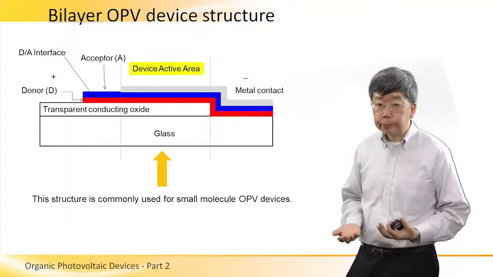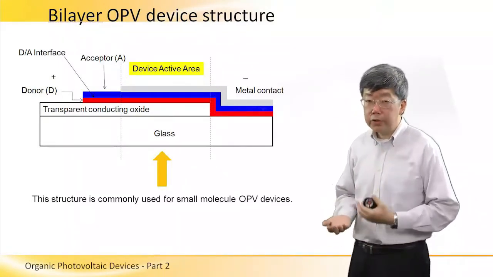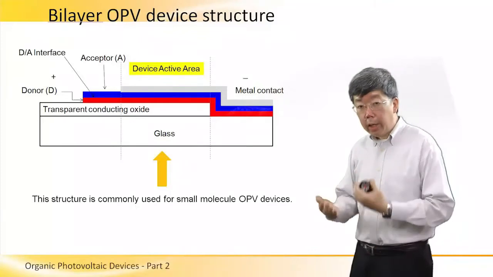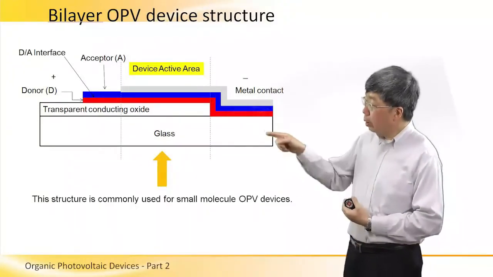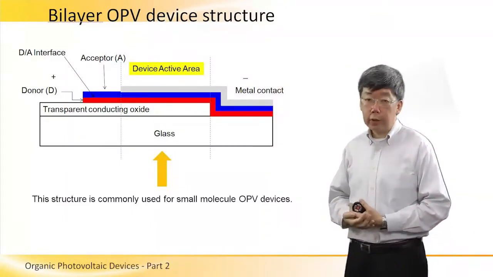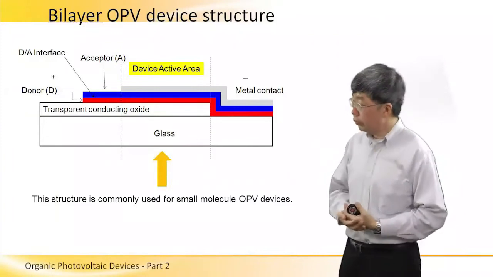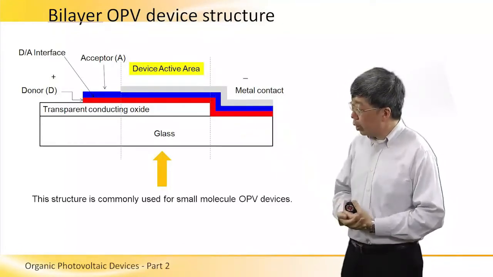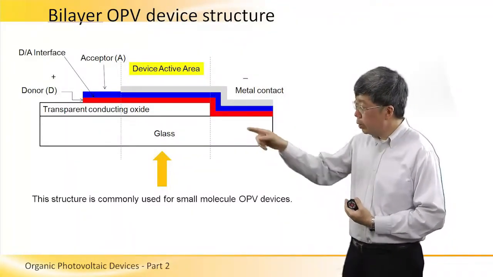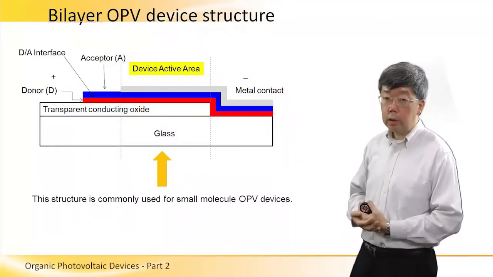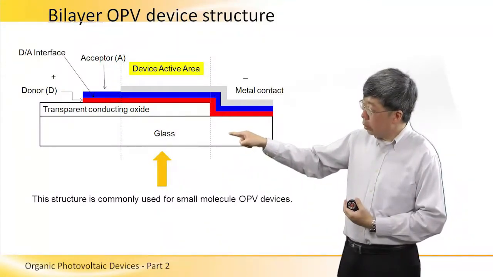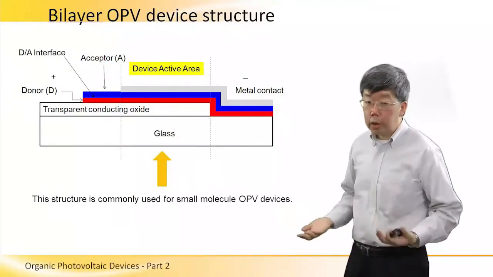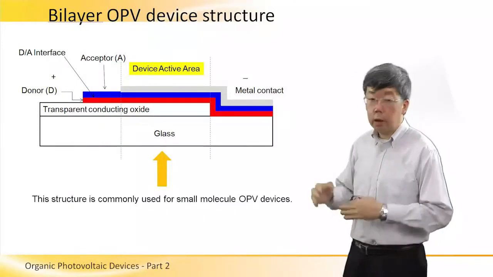So for example, if we use copper phthalocyanine as a donor and the C60 as an acceptor, we can build up the OPV thin film device by using this kind of structure. So we can start with a sheet of glass which has been deposited with the transparent conducting oxide. Notice that part of the transparent conducting oxide has to be etched away so that we can make an electrical contact at the end.